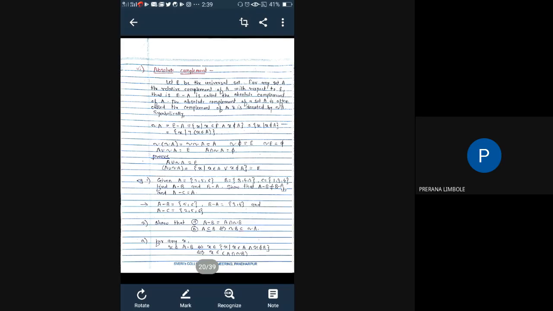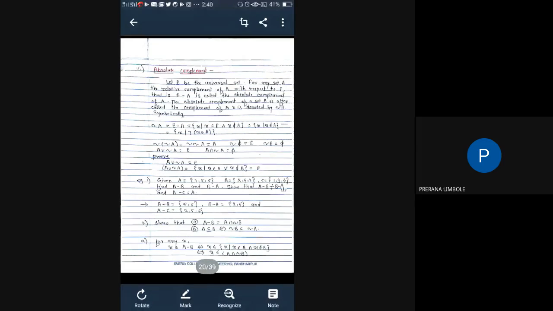Next, A intersection negation of A means what? The elements those are present in A as well as present in negation of A, but there should not be any element which is present in set A as well as not present in set A. That's why that is represented by phi, because this is a empty set, there would not be a such element.